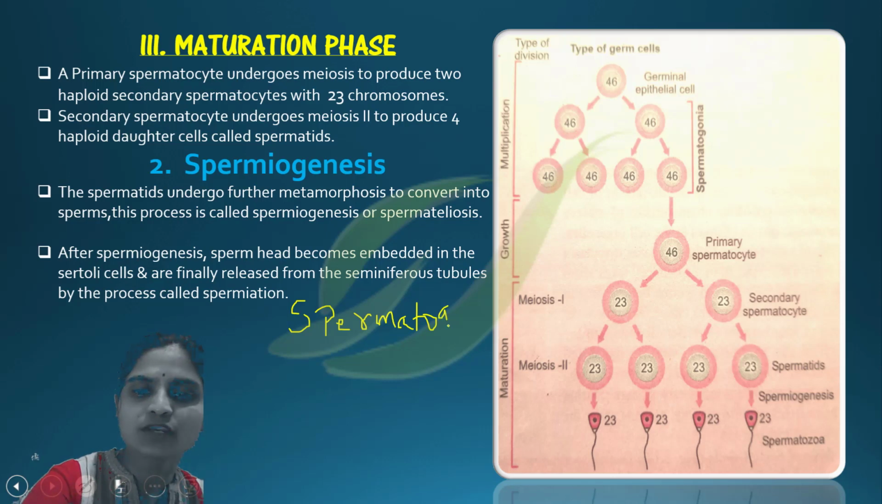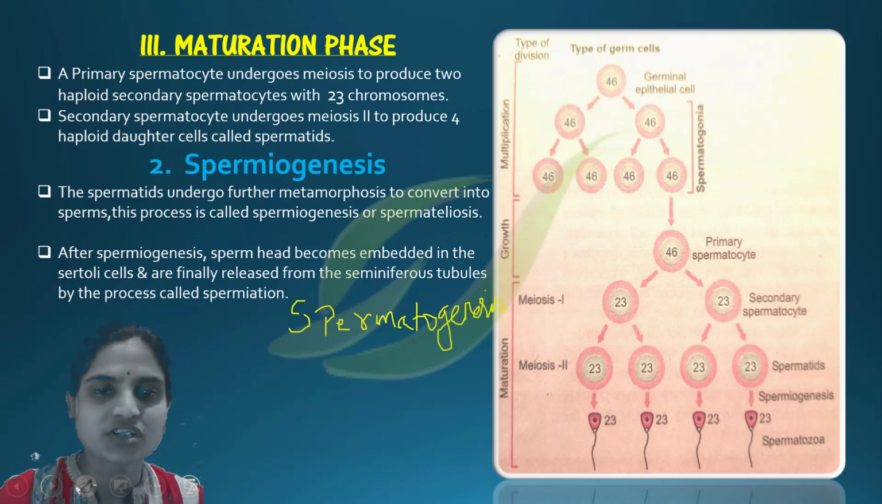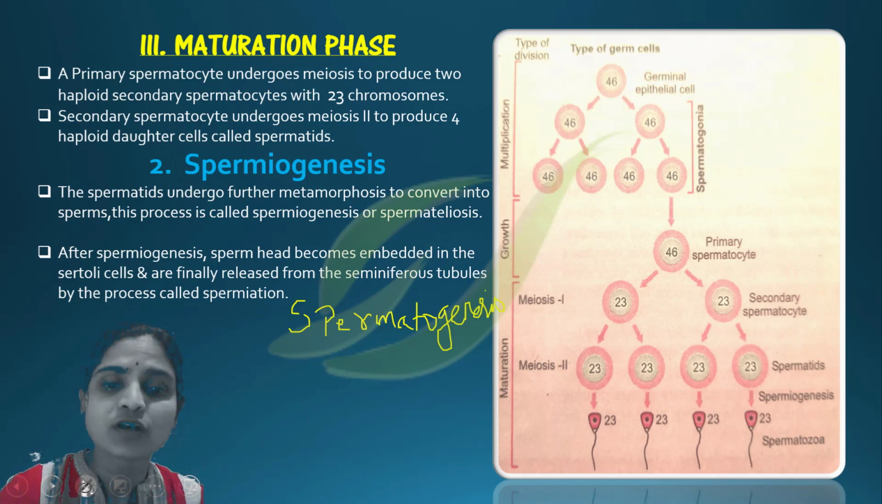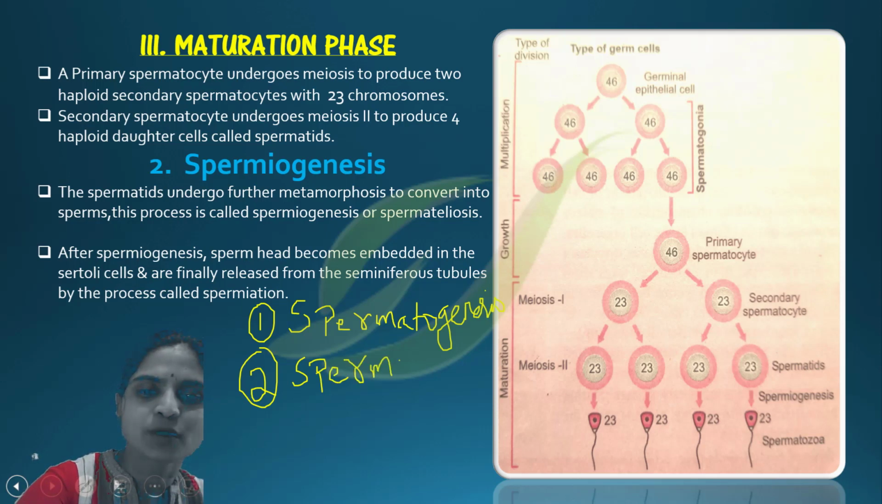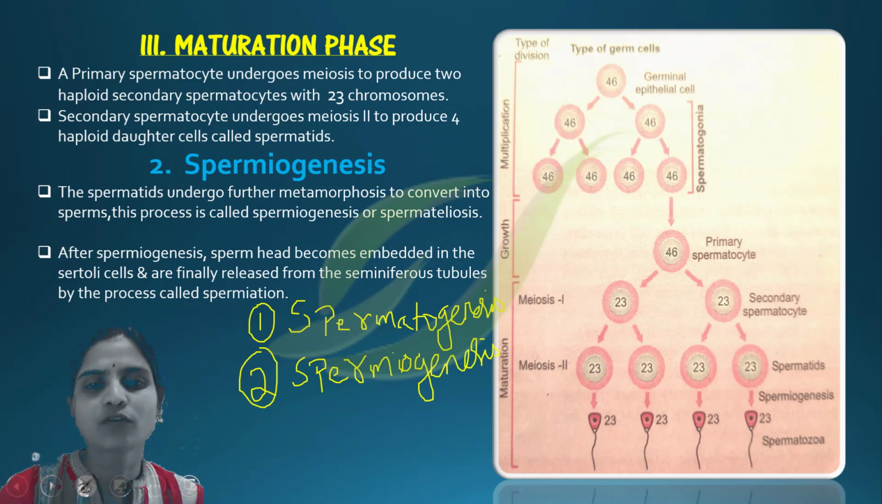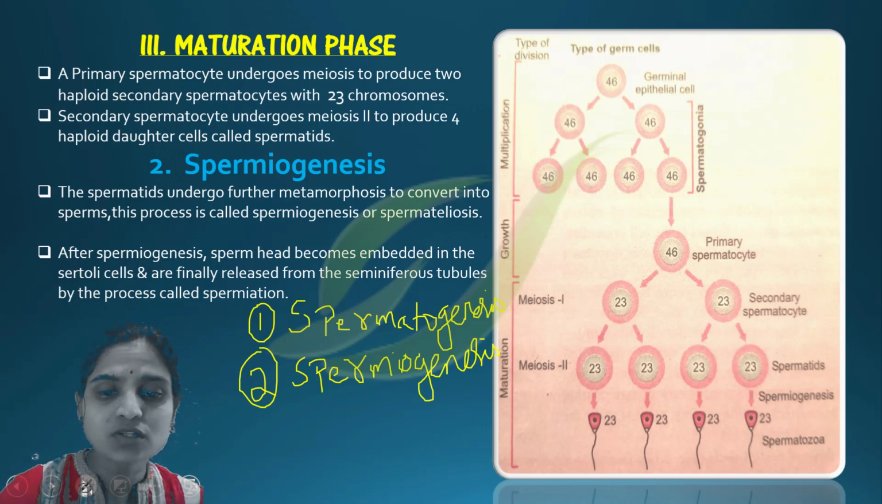Spermatogenesis means formation of sperms. The definition I have already given. Second, spermiogenesis. Spermiogenesis means the transformation of spermatids into sperms.